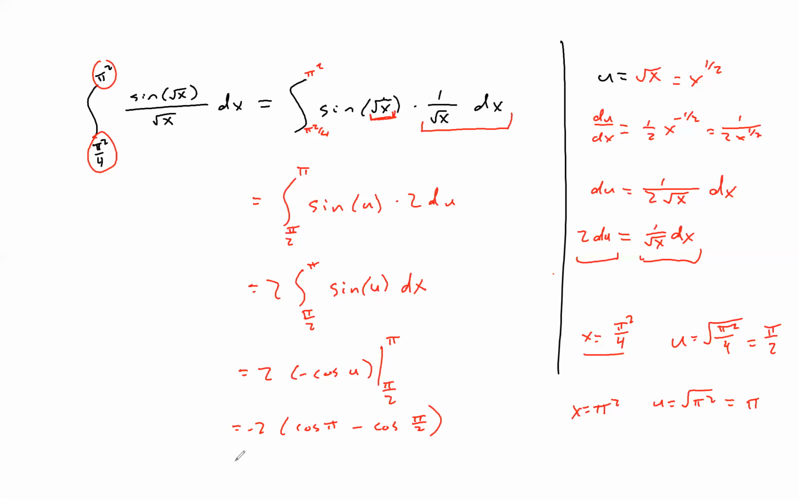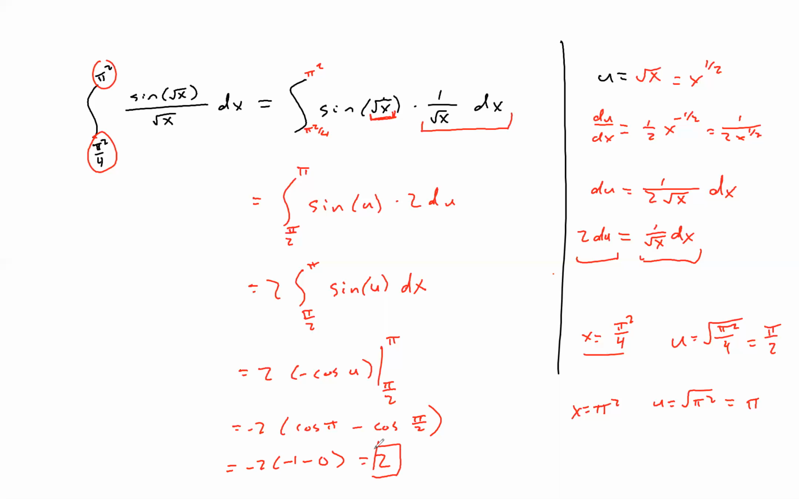All right, and if you stop and think about the unit circle for a second, pi is that 180-degree angle. The x value over there on your unit circle is -1. So -2 times -1 minus cosine of pi over 2. Pi over 2 is that 90-degree angle. The x value there on the unit circle is 0. So cosine of pi over 2 is 0. So we've got -2 times -1, which is +2.